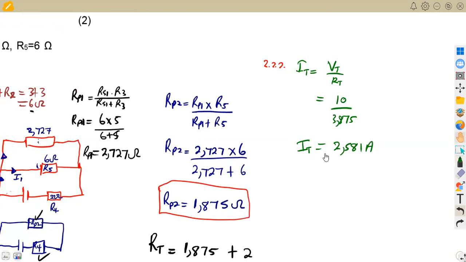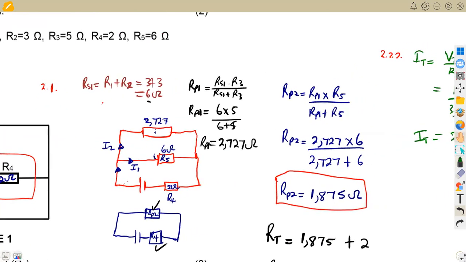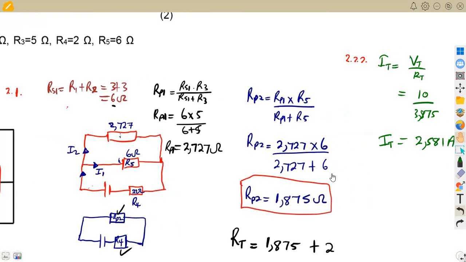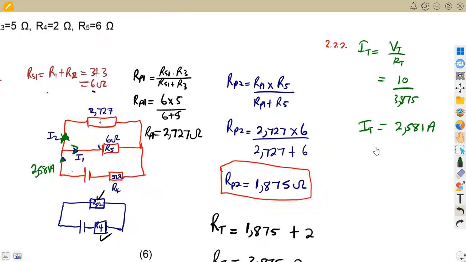Now let's analyze from our diagram here. This is our total current, the one that we calculated here, 2.581 amps. What does it mean? Using your current divider rule, you can find the current I1 or you can find the current I2, depending on which part you want to calculate. So here I'm going to apply the current divider rule.